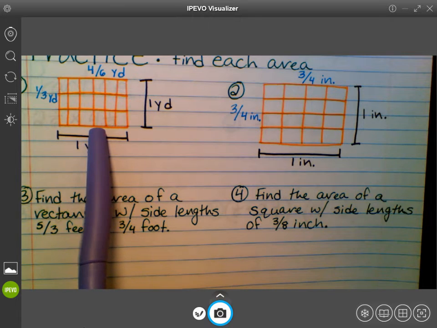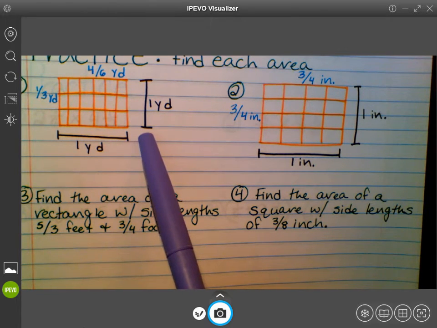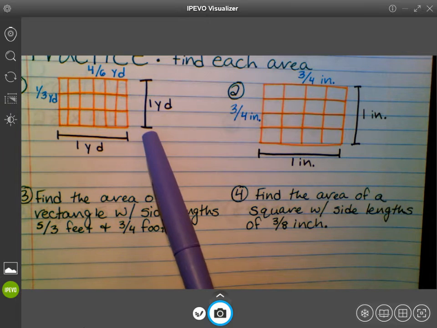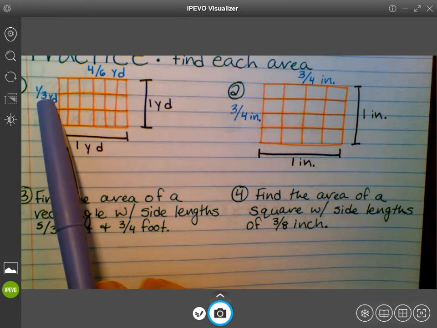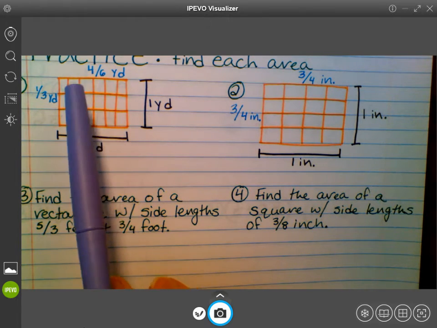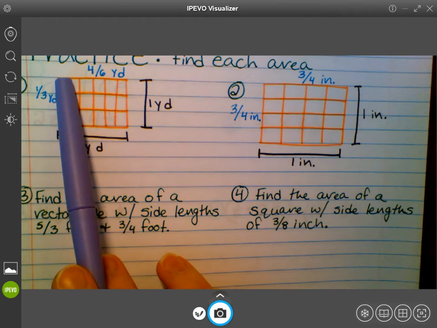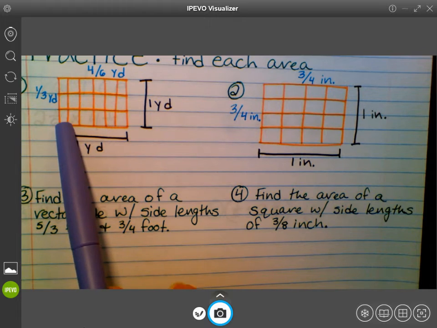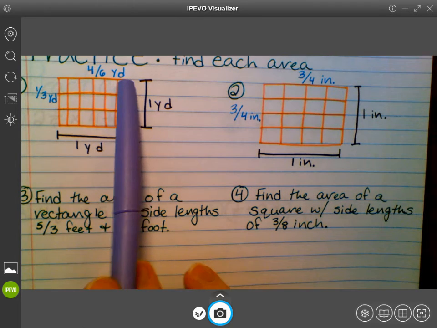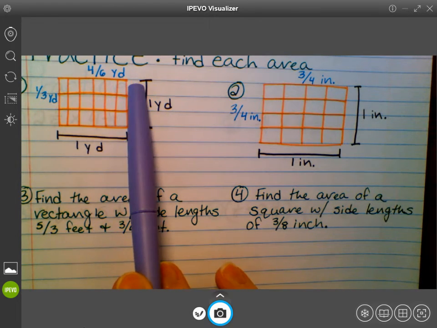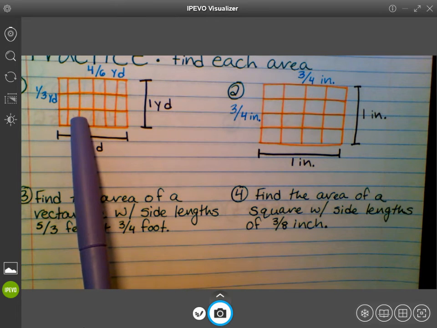Please put your book away. When you have a grid like this, and you could very easily draw your own grid if you wanted to, let's say we had 1/3 times 4/6. We would draw a grid and we'd use the denominator. So our 1/3, we make sure it has 3 rows up and down. And then the 6, we had 6 columns across. So then you would just make a rectangle out of that.